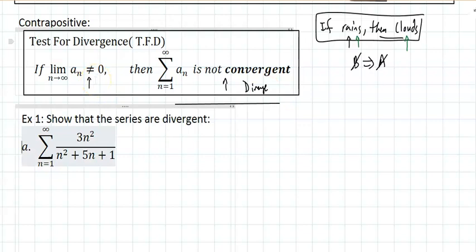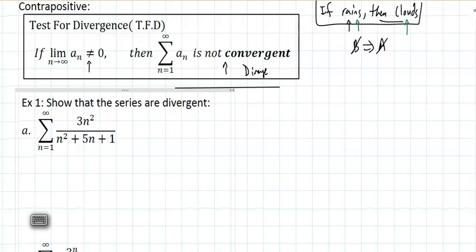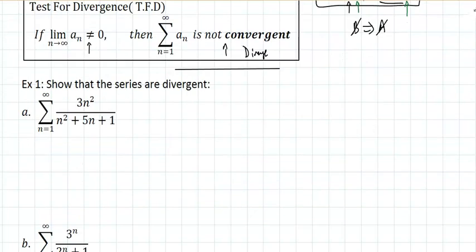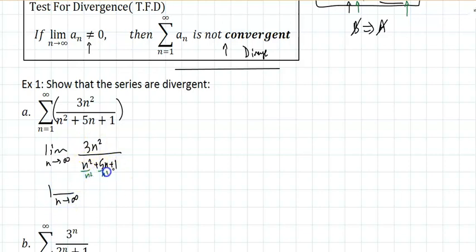And here they say show that the series are divergent. A couple of examples. We're going to go back to section 1.4. That's when you found the horizontal asymptote, and they talk about how to do this. You take the limit as n approaches infinity of this general term of the sequence. And how do we deal with rationals? From section 1.4, we divide by the highest power term of the denominator. So we have 3 over 1 plus 5 over n plus 1 over n squared.